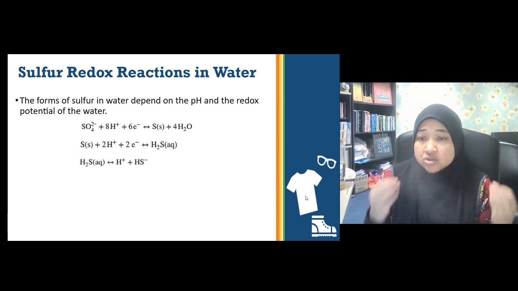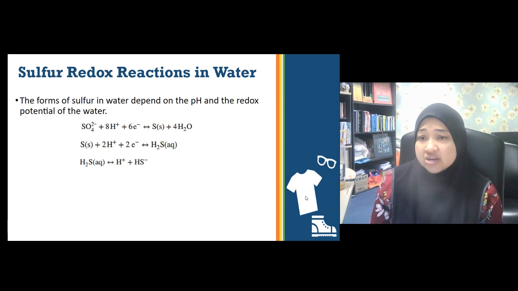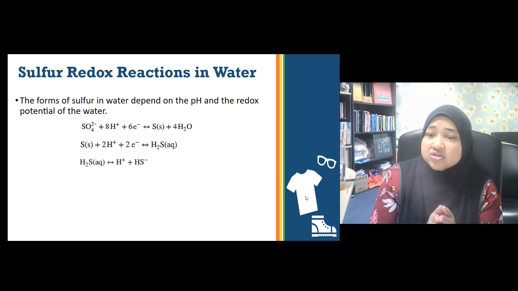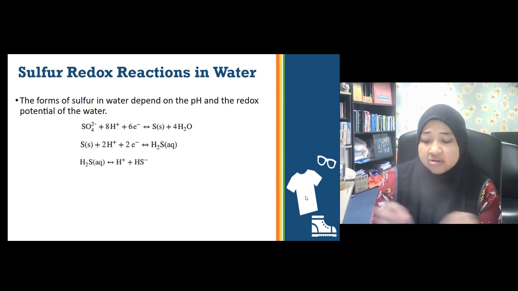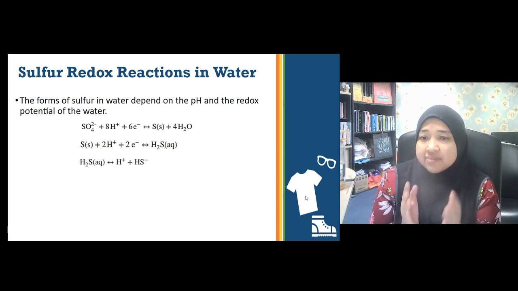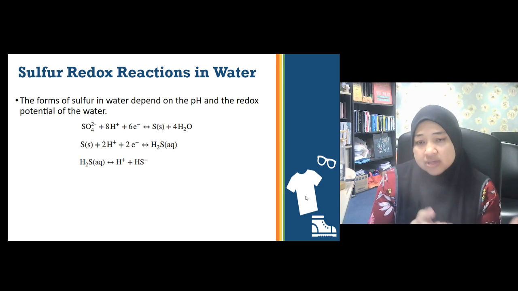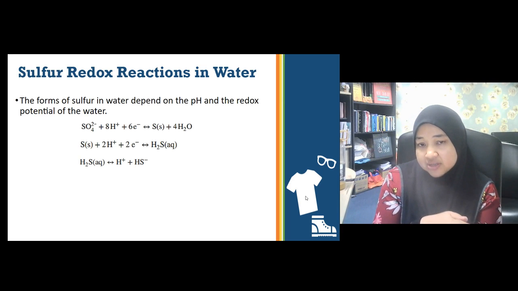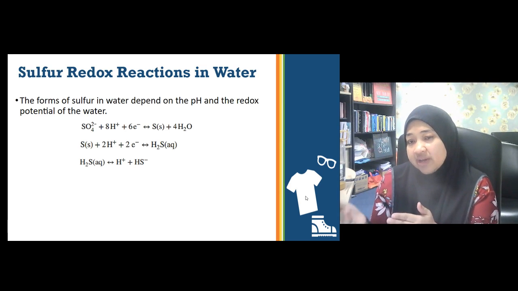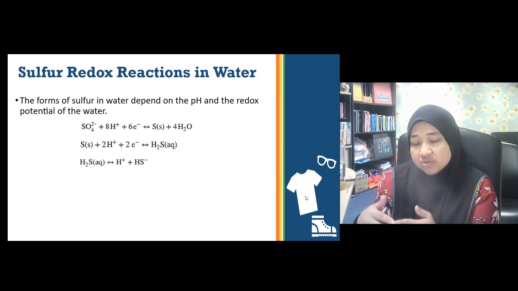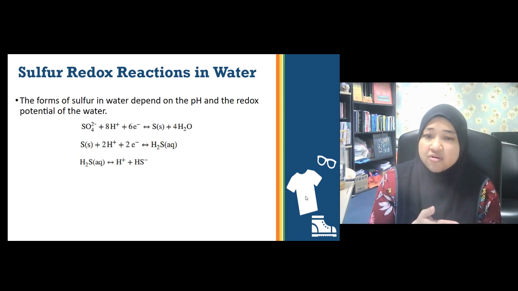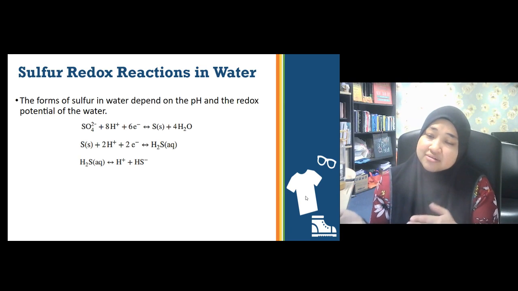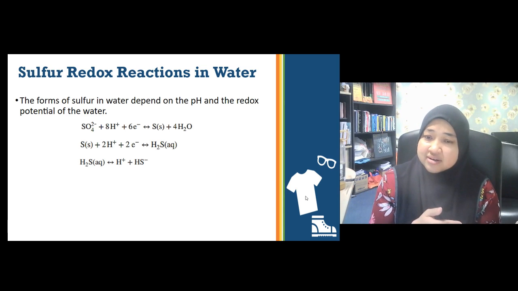Okay. So the forms of sulfur in water depend on the pH and the redox potential of the water. Sulfate ion reacts with hydrogen ion. Remember, hydrogen ions are available abundantly in seawater, so they can react with additional electrons. So sulfate ion can change to sulfur. The sulfur, even though it's solid, can react back because it is not stable. So it can react back with hydrogen ion with additional electrons and form hydrogen sulfide. Hydrogen sulfide can release hydrogen ion and hydrosulfide.